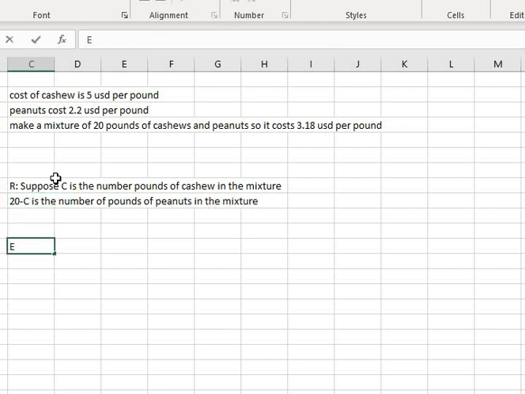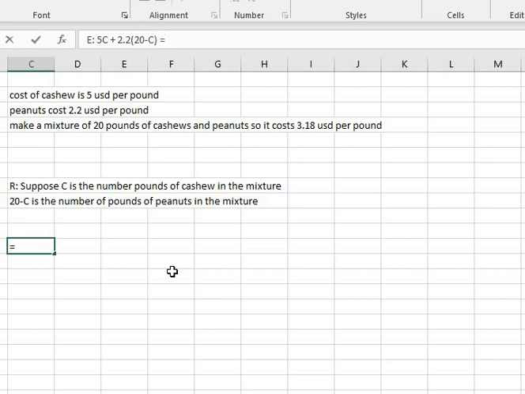Okay, so in the equation, we are going to use these two pieces of information. We know that in the mixture, the cost of C pounds of cashew is 5 times C. So we're going to have 5C plus the cost of 20 minus C pounds of peanuts, which is going to be 2.2. So that's 2.2 times 20 minus C.